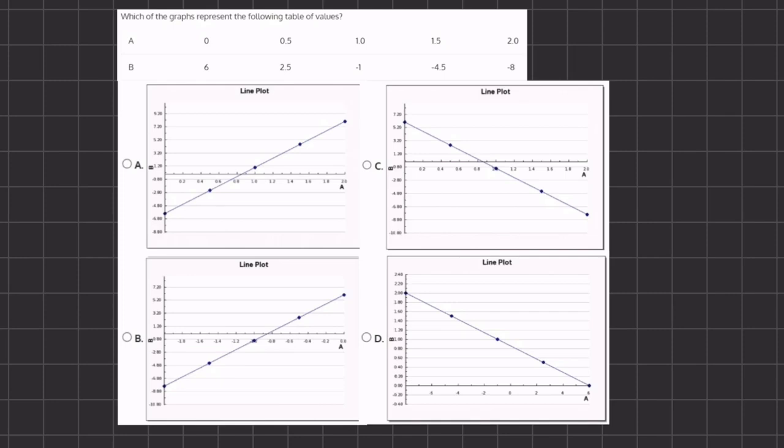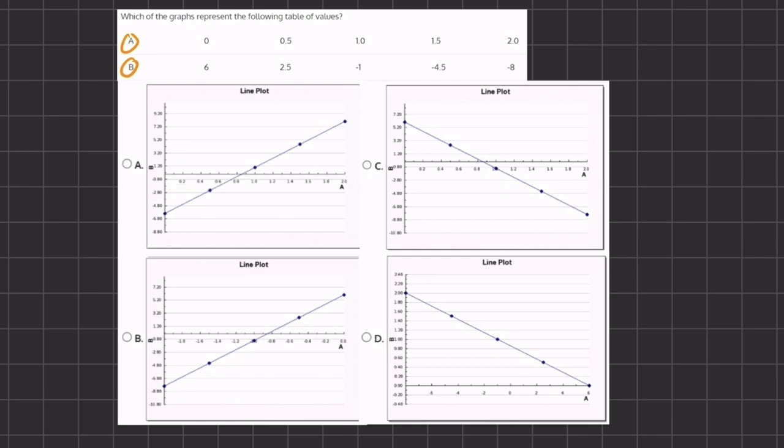Alright, so in this problem we want to find which of the following graphs represents the following table of values. Now we have A and B, so we want to recognize which one is our x-axis and y-axis. In this case, our x-axis is A and our y-axis is B. So we're going to read our points this way.